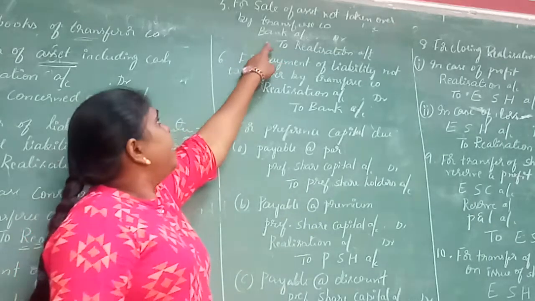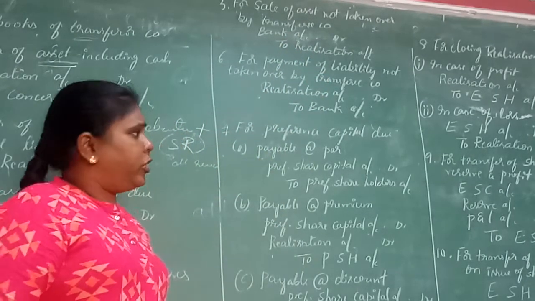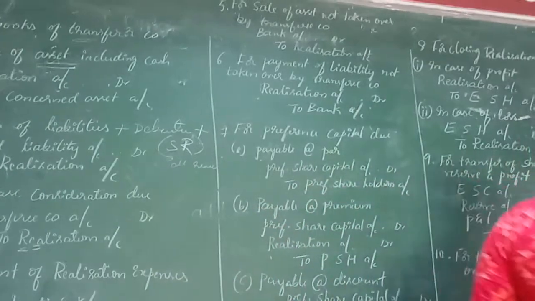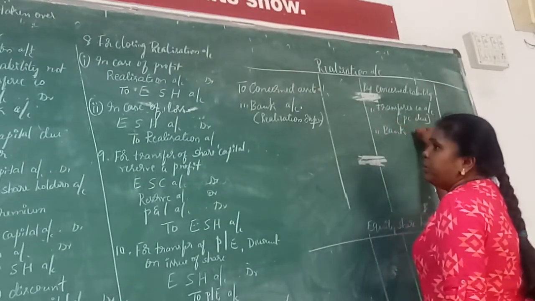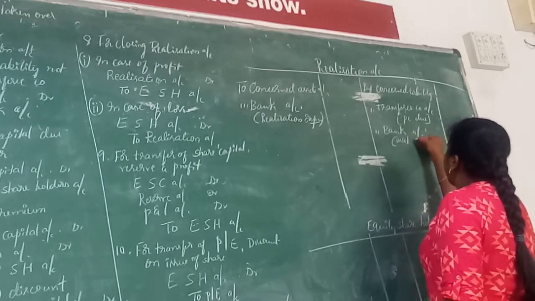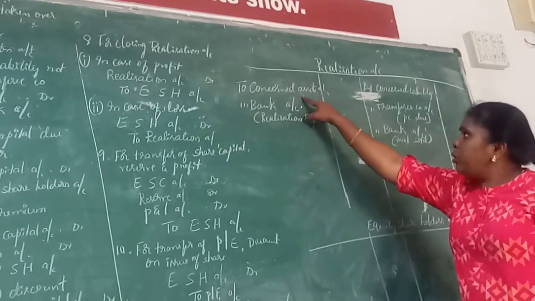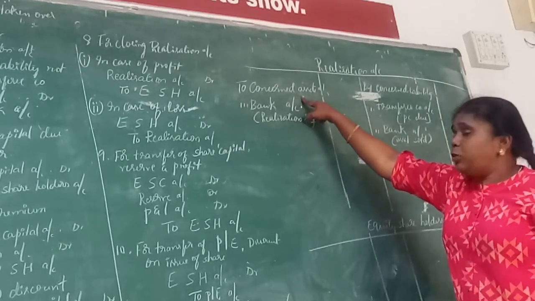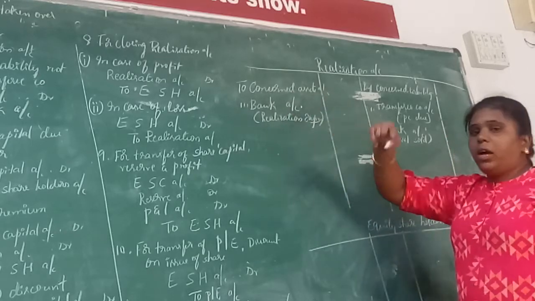So journal entry, bank account debit to realization account. In the ledger account, you have to write "by bank account". Here you write asset sold, the particular asset sold. And here the concerned asset. We have transferred all the assets at book value. Say, for example, stock is not taken over.